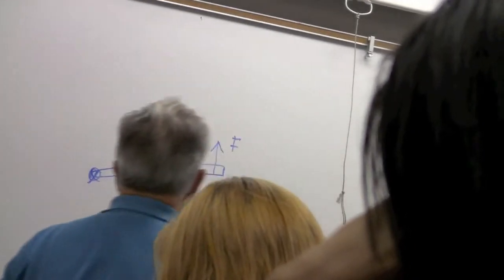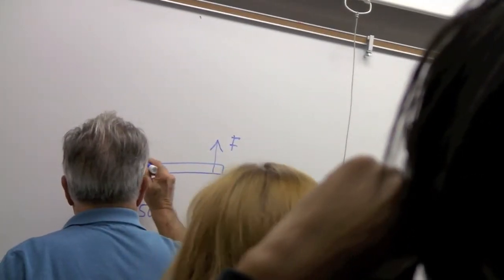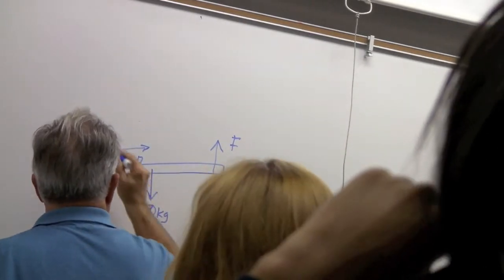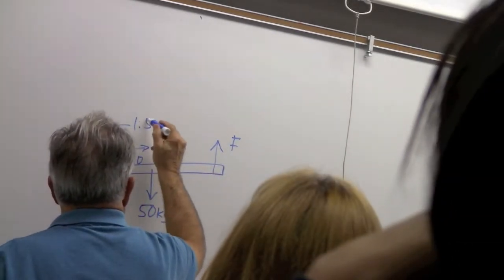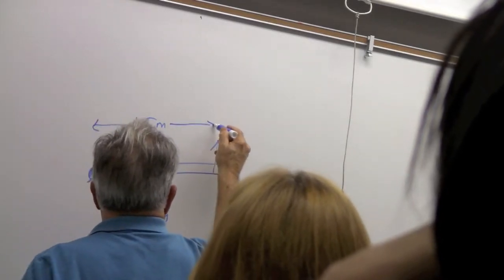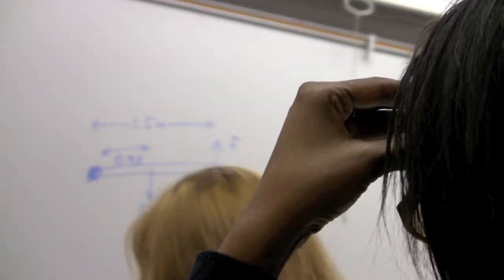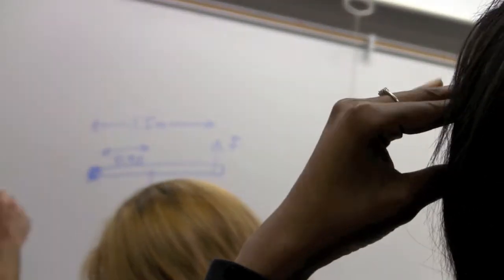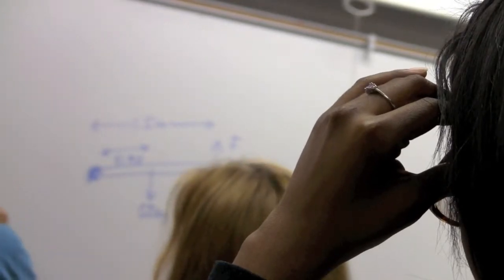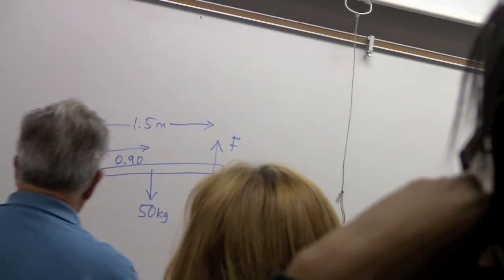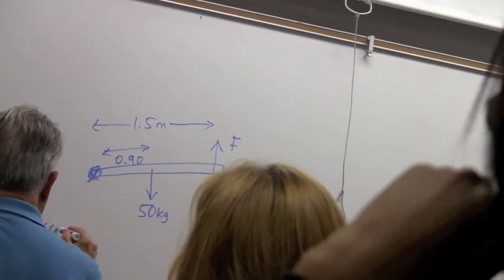0.9 and 1.5. So this is 0.9 here, and to go to where her hands are is 1.5 meters. So there's your torques, and they're about the feet, the balls of the feet. So in that case, you would say, well, the torques that are clockwise are going to have to equal, she's holding herself up in this picture, must equal the torques counterclockwise.